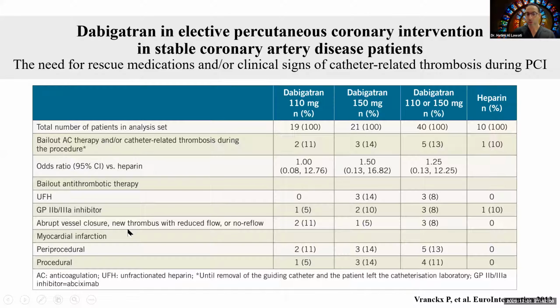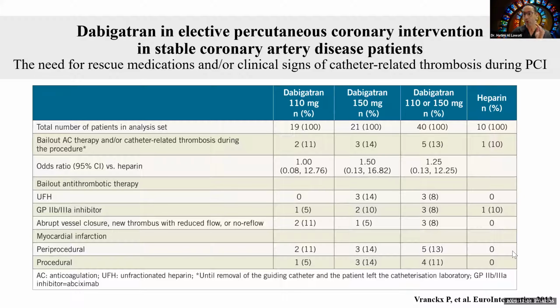Abrupt vessel closure, myocardial infarctions, periprocedurally were seen more frequently with the dabigatran treated group compared to unfractionated heparin group. So that raised big question marks on the safety of using dabigatran as the sole anticoagulant drug to support your antithrombotic therapy for patients going to the cath lab urgently and undergoing coronary procedures.